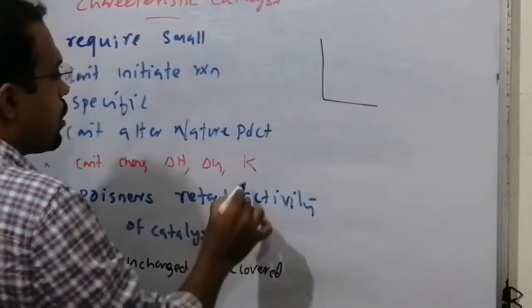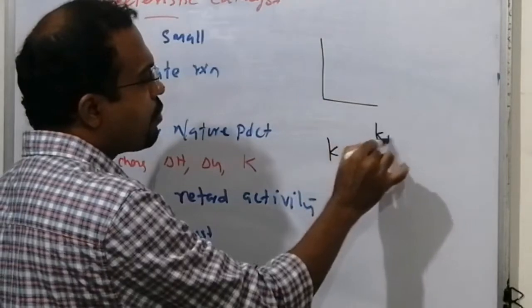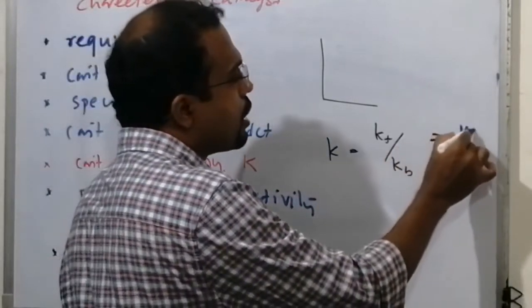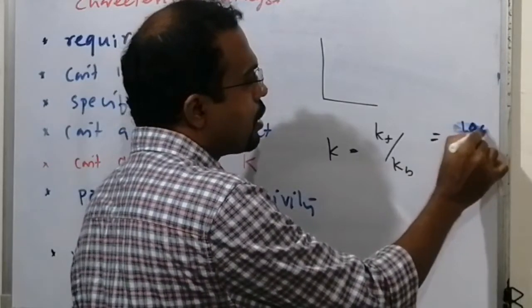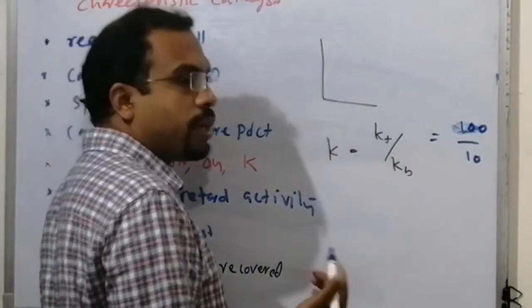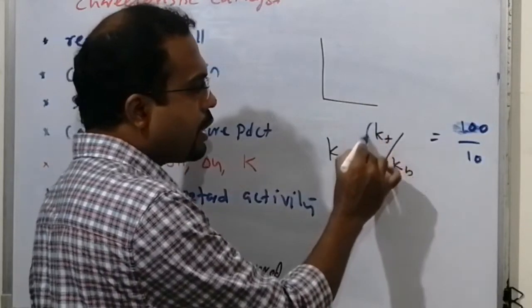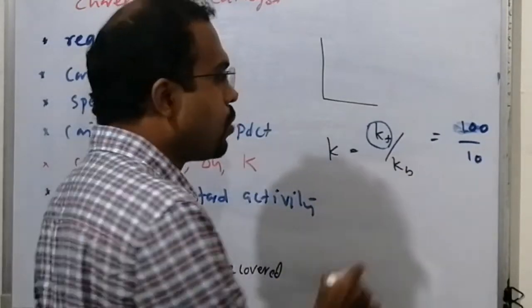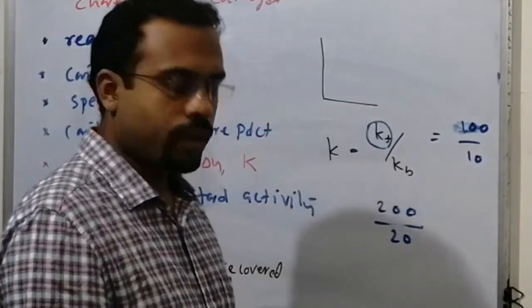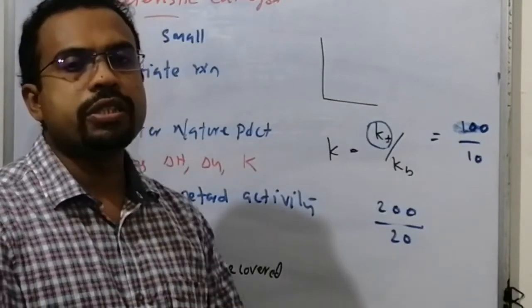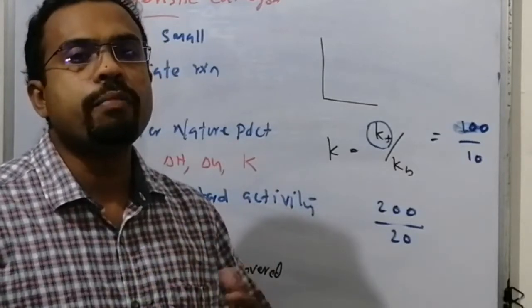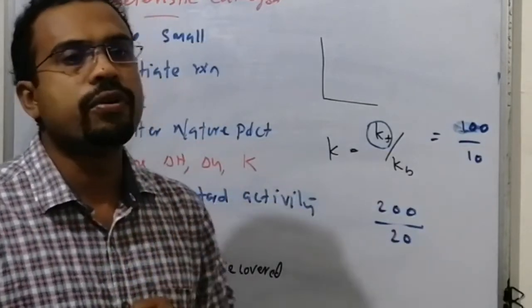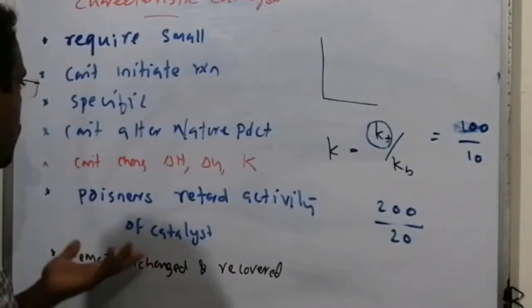Why does a catalyst not change the equilibrium constant? Because the equilibrium constant is Kf by Kb, the ratio of the rate constants of the forward and backward reactions. Suppose for the uncatalyzed reaction forward is 100 and backward is 10. For the catalyzed reaction, it increases forward as well as backward. Therefore, it becomes 200 and 20. Therefore the equilibrium constant cannot be changed, because the catalyst increases both the forward and backward reactions of a reversible reaction. Therefore, the time taken to attain equilibrium is shortened. That's all.